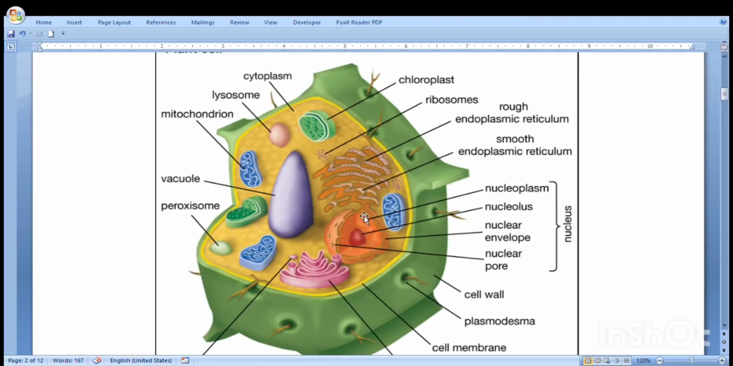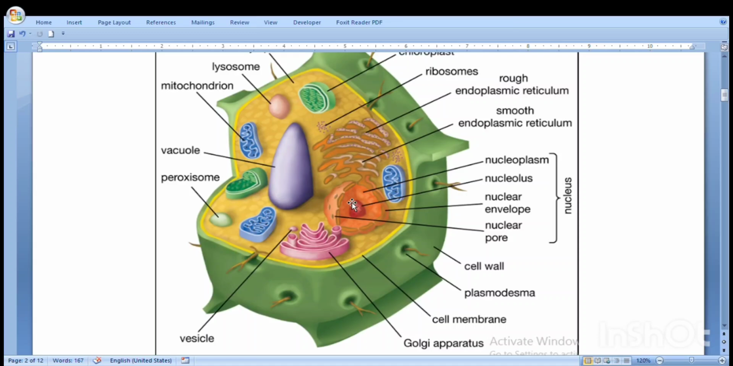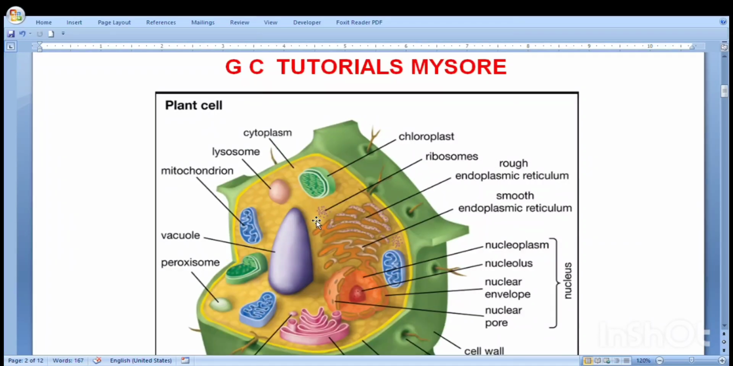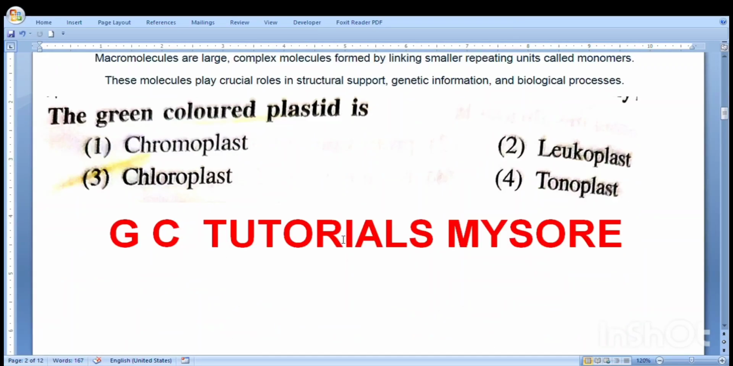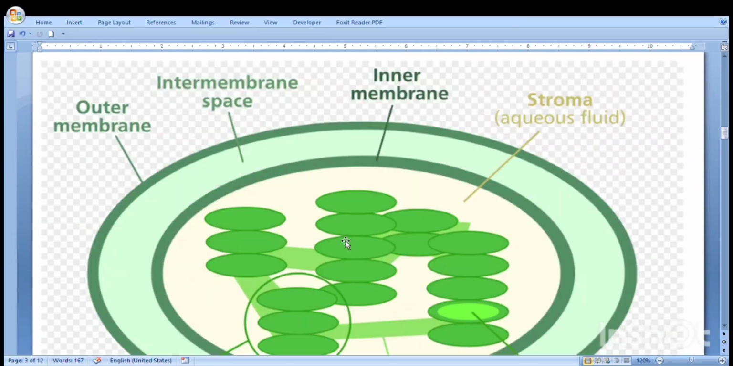And also one of the main points about this cytoplasm is that it allows movement of the materials within the cell through cytoplasmic streaming itself. Got it? Cytoplasmic streaming. This is all about cytoplasm. Last class we also studied about this one. Next we come to another option.